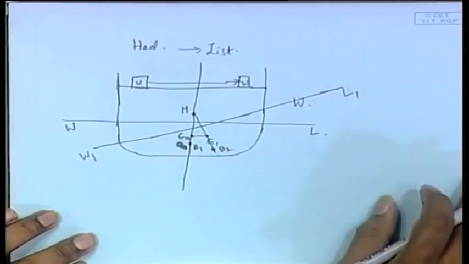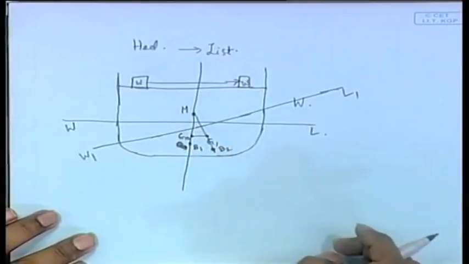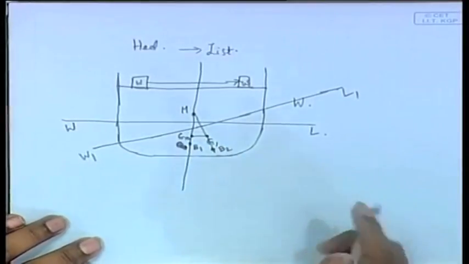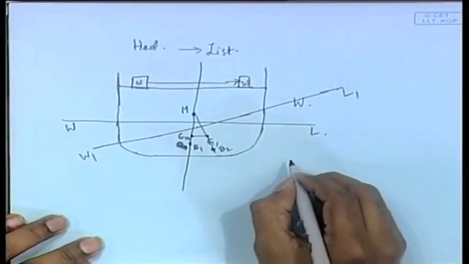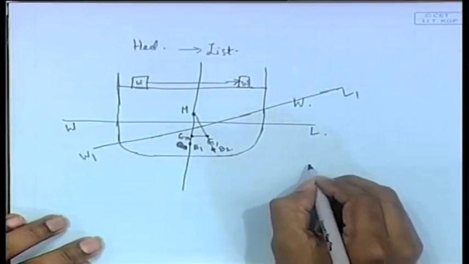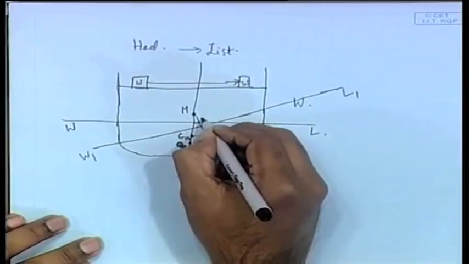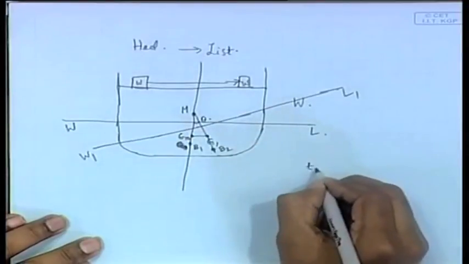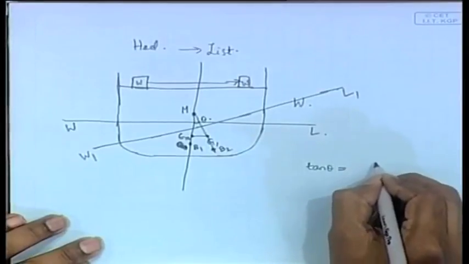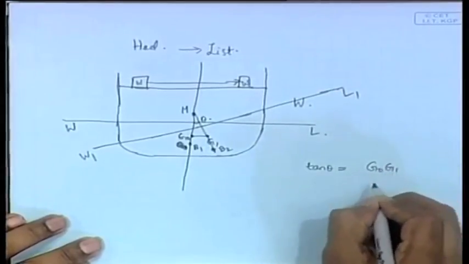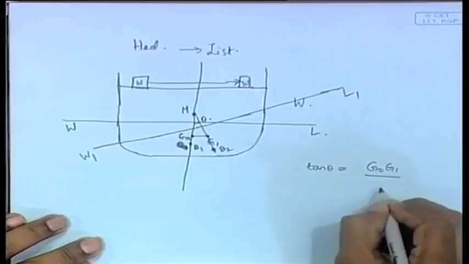So G will shift to G1. Now let us call this angle theta. Tan theta will be G0 G1 divided by G0 m.